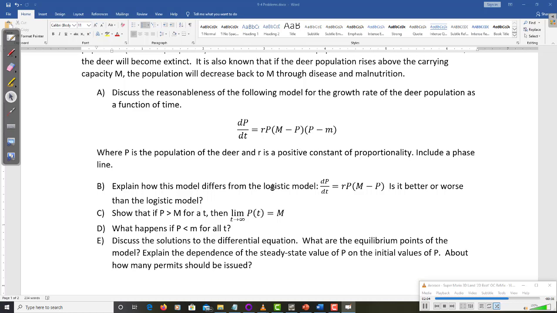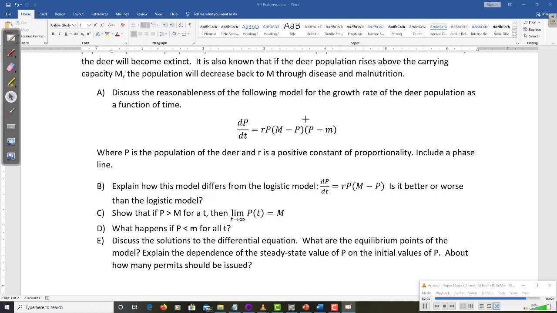Explain how this model differs from the logistic model, which is what we usually talk about in a system like this. This is an improvement over exponential functions, because most living things that grow exponentially just grow exponentially until they reach their carrying capacity, because we don't have infinite resources. Eventually they reach a maximum population, and if they grow beyond that, they'll have to die out to a certain extent to replenish the resources.